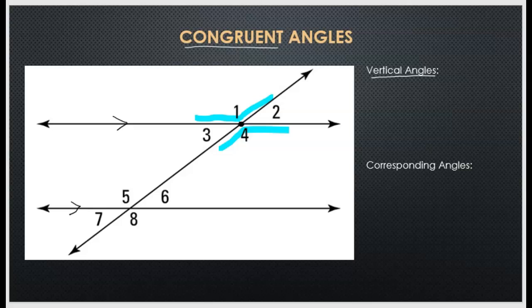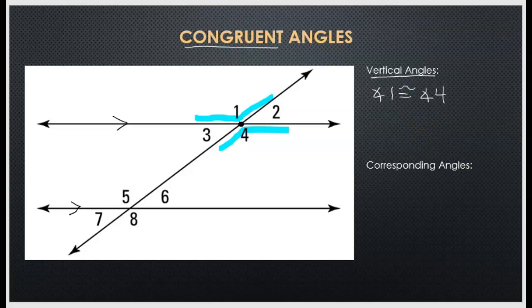So vertical angles, I can say at this point now that angle 1 is congruent to angle 4. I could also state this as angles 1 and 4 are congruent.